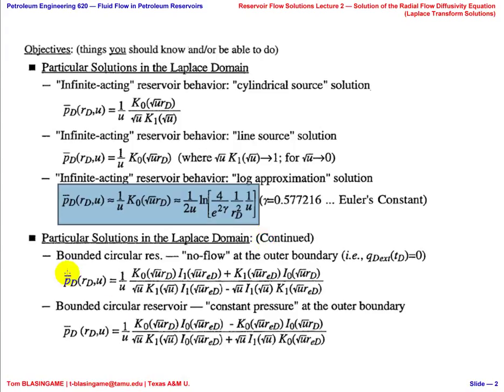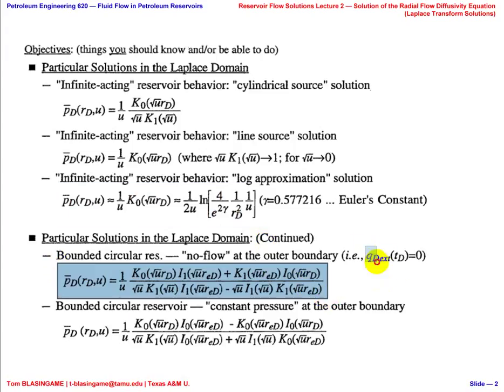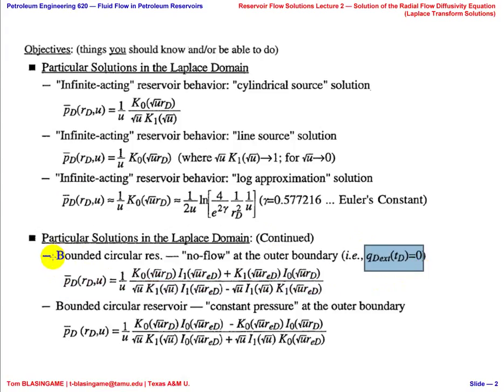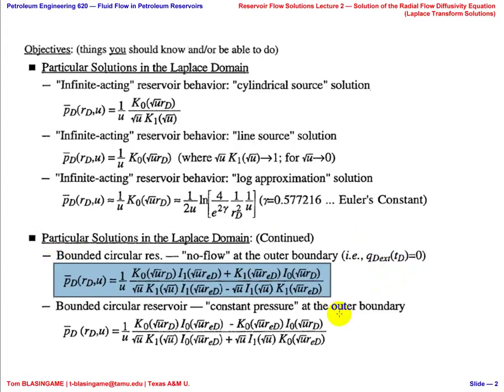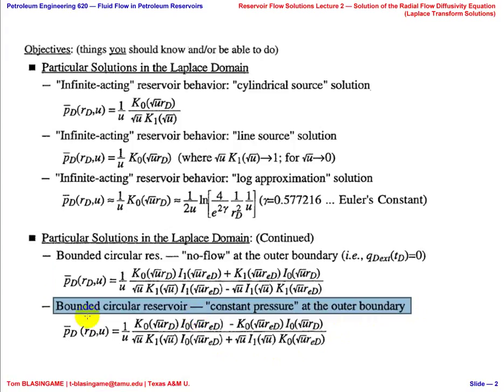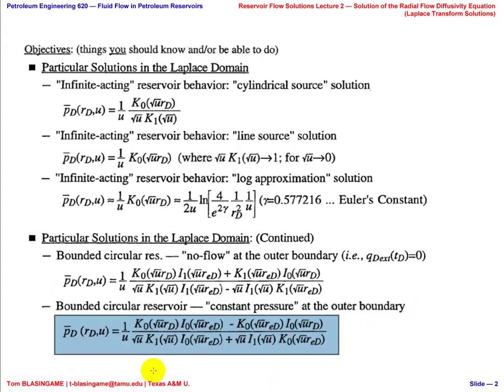Okay, so for a bounded circular reservoir with no flow, that is, that exterior term is 0, then we have this expression. And I know that looks really, really ugly, but we'll talk about how to make it not look quite so ugly. And then the bounded circular reservoir with constant pressure at the outer boundary is kind of similar, but it is different, and it arises from the nature of the outer boundary condition.